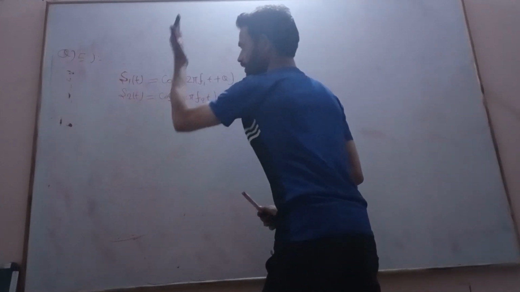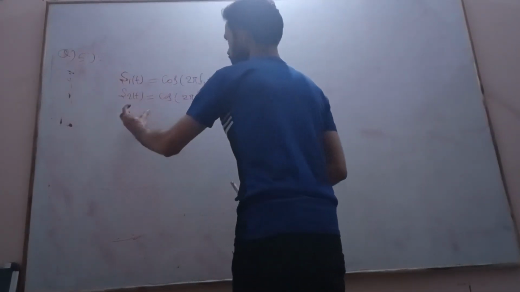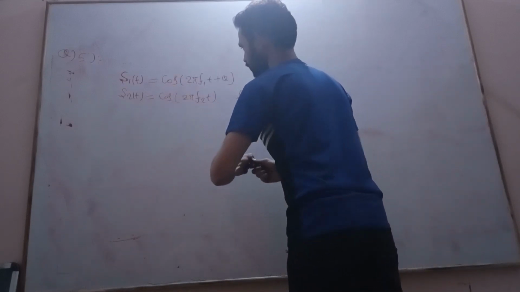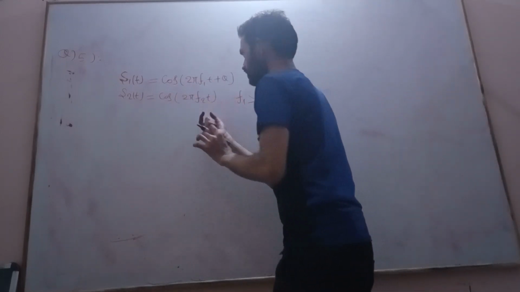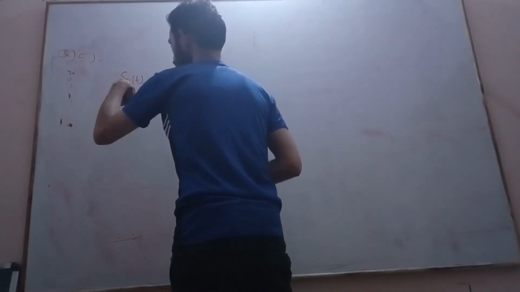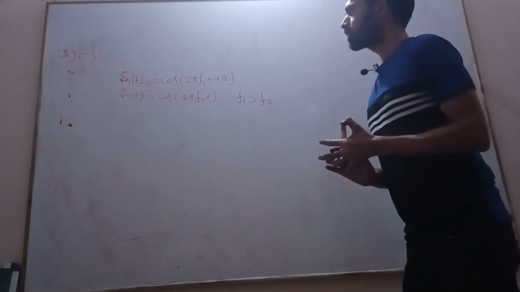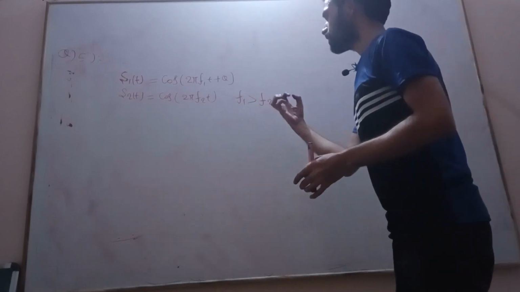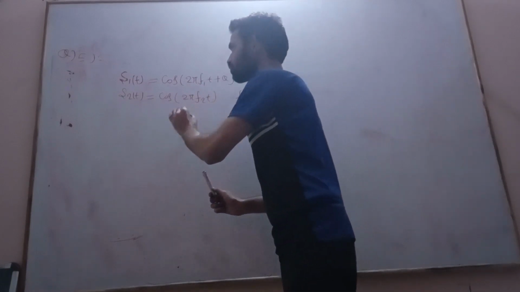We are transmitting the signal from the transmitter through space. F1 is greater than F2, and we are asking what is the minimum separation between F1 and F2 so that these two non-coherent signals are orthogonal. Orthogonal means both are 90 degrees to each other. Then there is no distortion in the signal, so we will receive the signal properly and there is no loss of information. For that purpose, these two signals must be orthogonal.